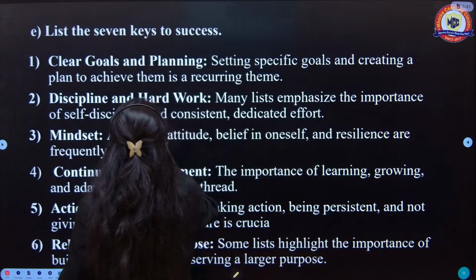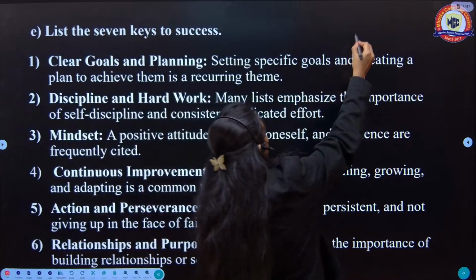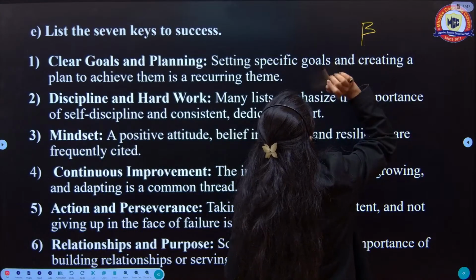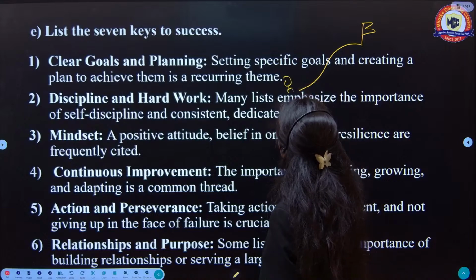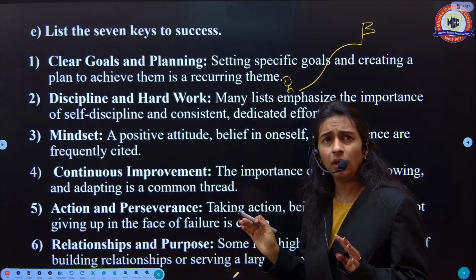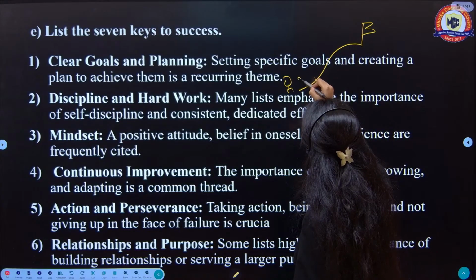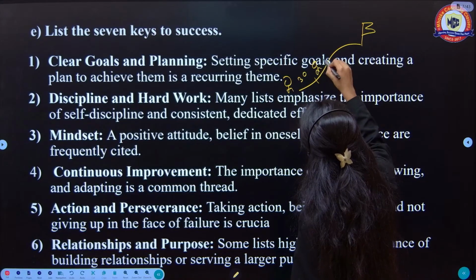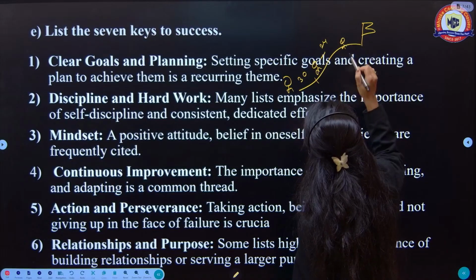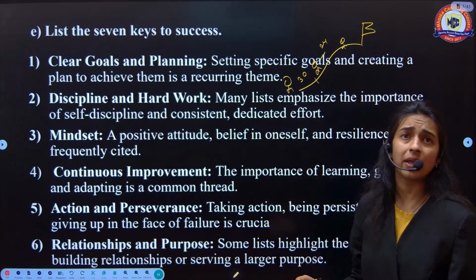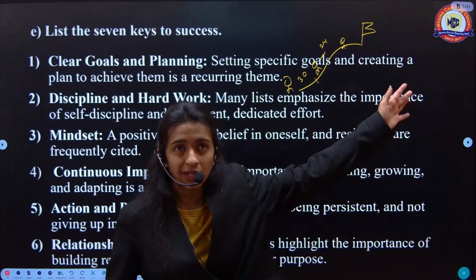clear goals and planning, which means you know that I need to reach here and I'm here right now. This is my clear goal. My planning will be for 1 month, for 30 days, I'll reach here. For the next 2 years, I'll work hard and I'll reach here directly, and so on. That is my planning. I'm not talking about just a mountain climb, no.